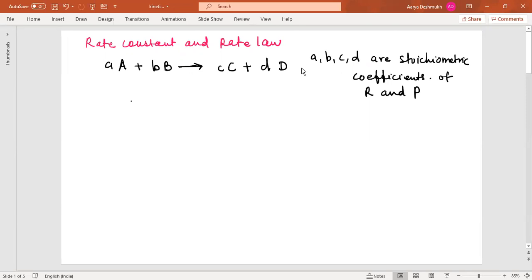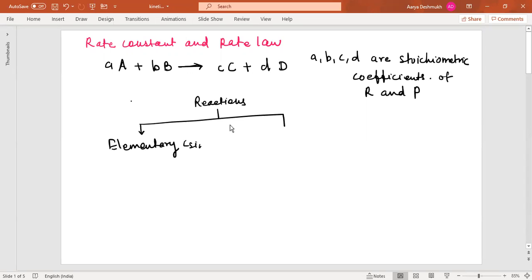Now reactions can be elementary. There are two types of reactions. One is elementary. Elementary reactions are those which occur in a single step. Elementary means single step reaction, remember. And the other type is the complex reaction. So complex reactions are those which occur in a number of steps.